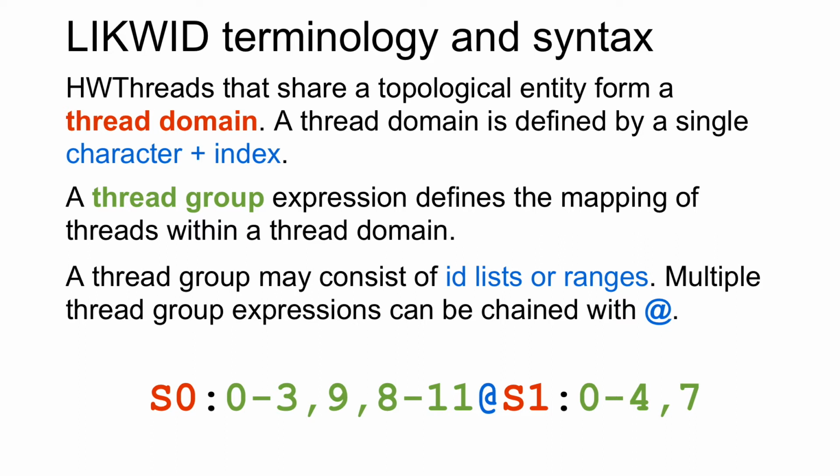LIKWID has so-called thread domains. A thread domain is a topological entity that is shared by a certain number of hardware threads. A thread domain is defined by a single character plus an index. For example here, S0 stands for socket 0. A thread group is then a number of threads that run within a thread domain. A thread group expression can consist of ranges or lists of IDs. Multiple thread group expressions may be chained using the add character. A thread group expression specifies the mapping of the threads to hardware threads using logical numberings within the thread domain.